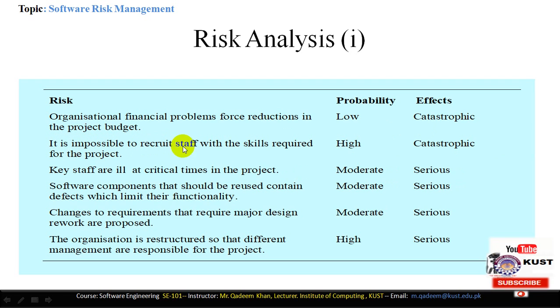It is impossible to recruit staff with the skill required for the project. The effectiveness of this risk is high. If well experienced and skillful team members are not available in the market, then its probability is very high. This is a high problem, and its effects are also catastrophic.